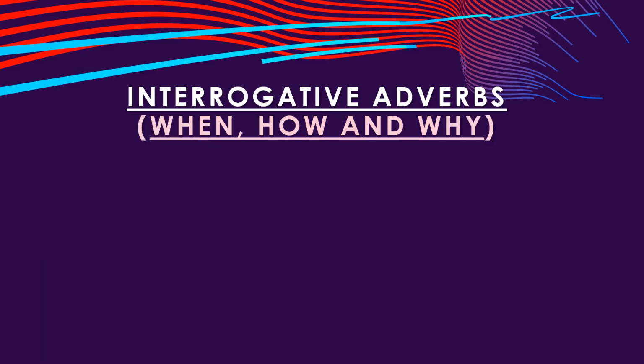Interrogative adverbs. Now what do we mean by this word interrogative? Interrogatives are questions. So that means this adverb is an adverb of questions. So those adverbs which help us to ask questions are known as interrogative adverbs. For example, when, how, and why. All three of them are interrogative adverbs.